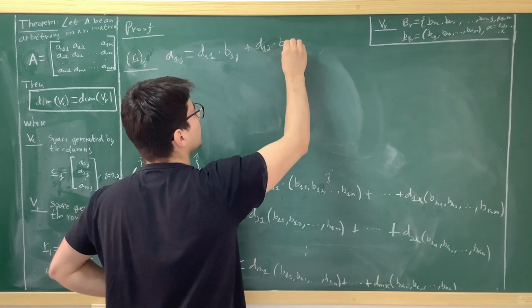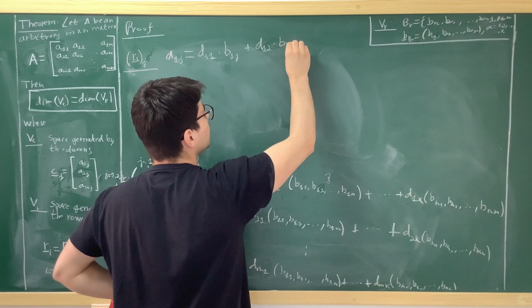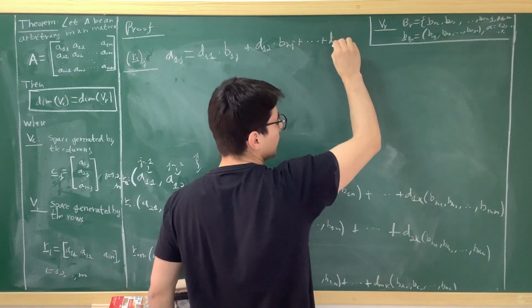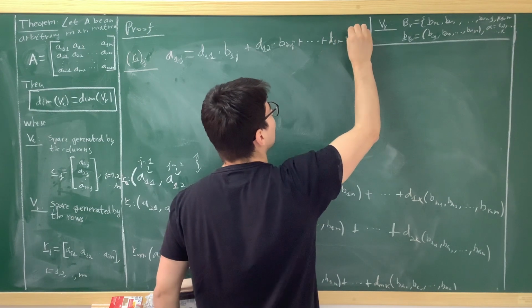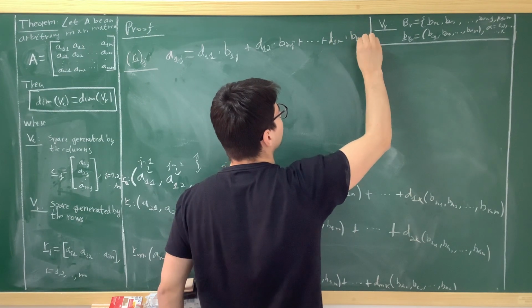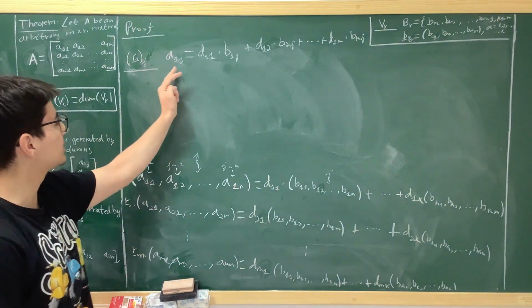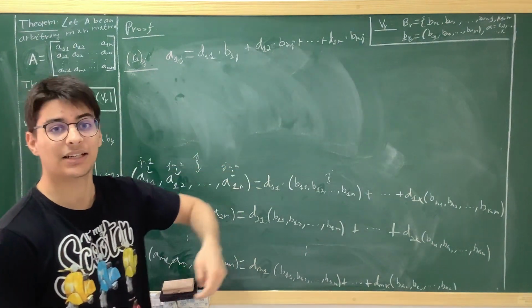D12 times B2j, D1k times BKJ. Okay, so that's what we get. Each component of this vector has this expression.